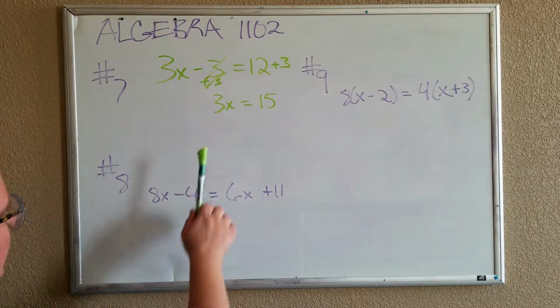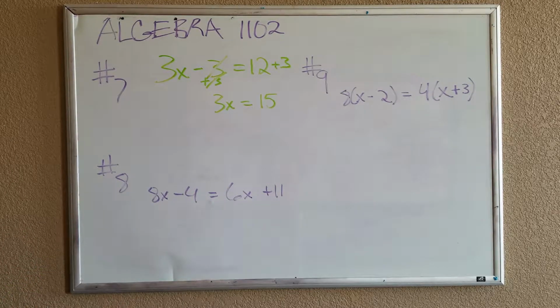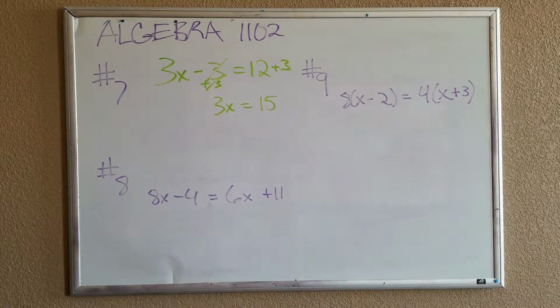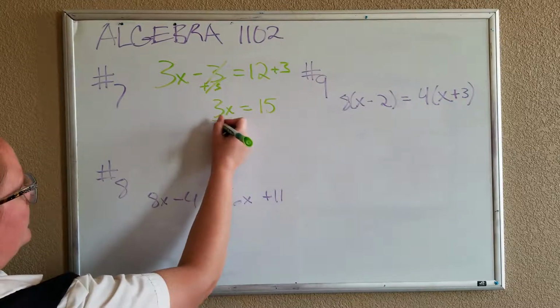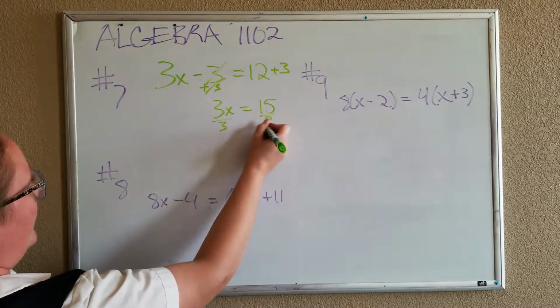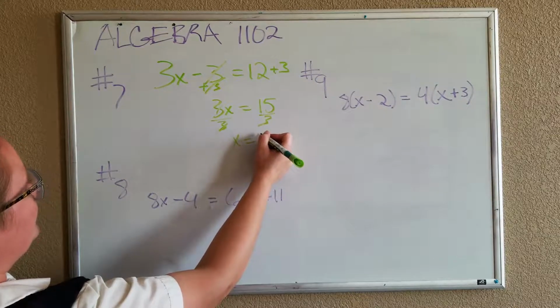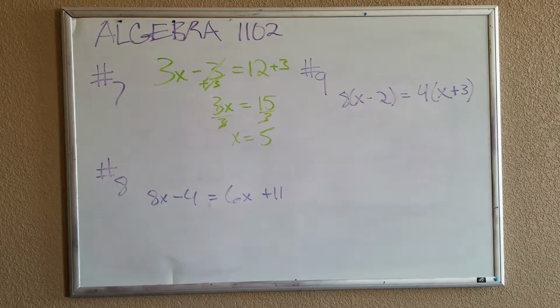All right, and then 3 is multiplied to x. Whenever there's closeness with no sign between them, it's multiplication, all right? So 3 times x equals 15. All right, so the opposite of multiplication is division. So you divide this side by 3 and that cancels here. What you're left with is x equals 15 divided by 3, which is 5. All right, then moving on to number 8.